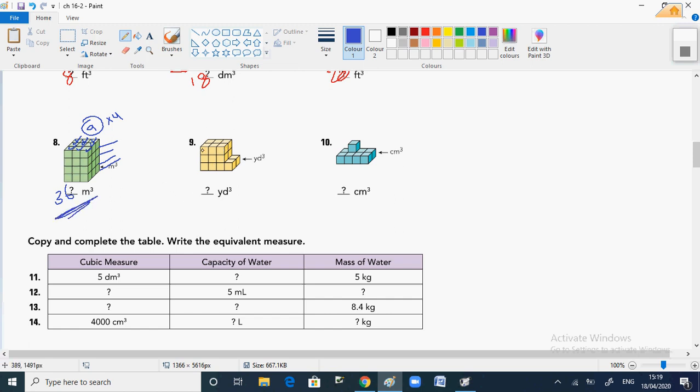Look here, I have 1, 2, 3 layers. Inside each one, 1, 2, 3, 4, 5, 6, 6, 6, 6. That means I have 18, and I have 2 more here. I have to add them, so the answer becomes 20 cubic yards. And here I have 1, 2, 3, 4, 5, 6, 7, 8, and 1 up alone. That means I have 9 cubic centimeters.